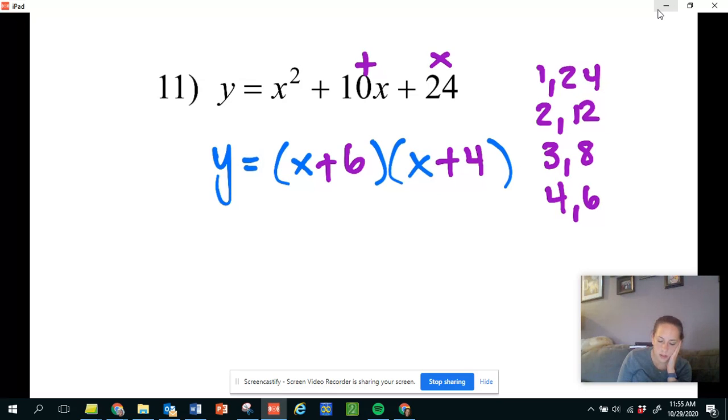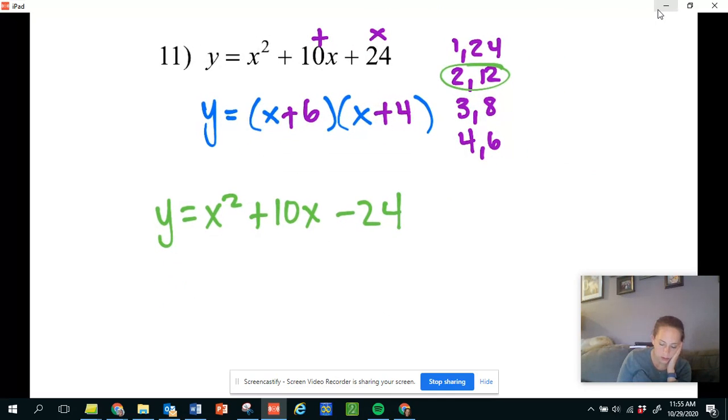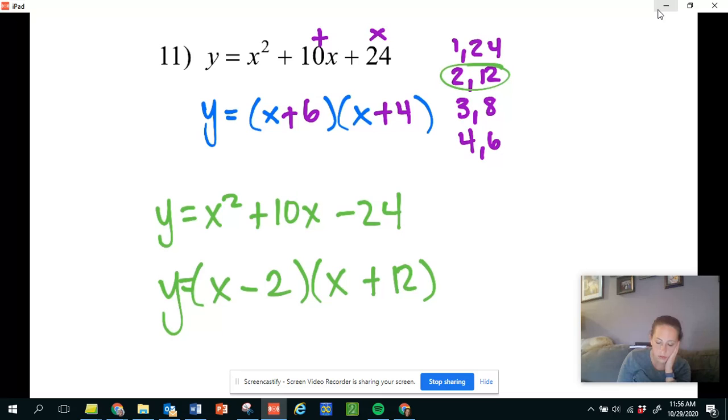It does bear mentioning that if you ever had y equals x squared plus 10x minus 24, in that case, I would use 2 and 12 because I would need different signs, right? Because they would have to multiply to a negative number. So in that case, I would want plus 12 and minus 2 so that they would multiply to negative 24 but add to positive 10. Just something to be mindful of.